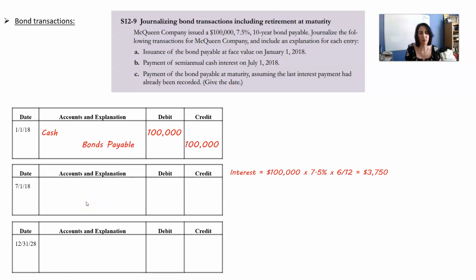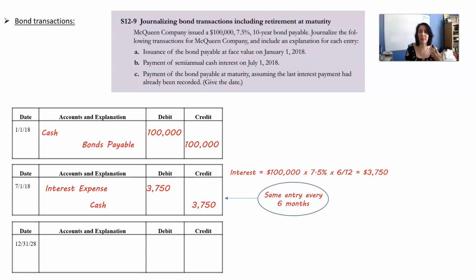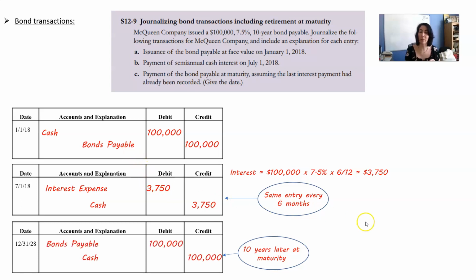So here we go. We have to calculate the interest. Well, the interest is $100,000 at 7.5% for half a year, 6/12. That's $3,750 in interest. So when we pay that out, it's going to be debit to interest expense, credit to cash. You're going to do the same entry every 6 months until the 10 years are up. When the 10 years are up, you have to get people back their $100,000. So you're going to reduce the liability of bonds payable and credit cash because you've got to give them their money back.